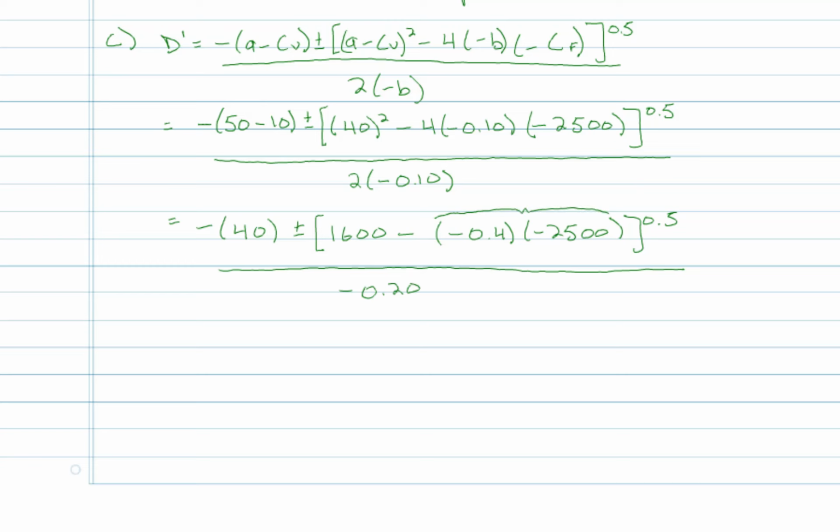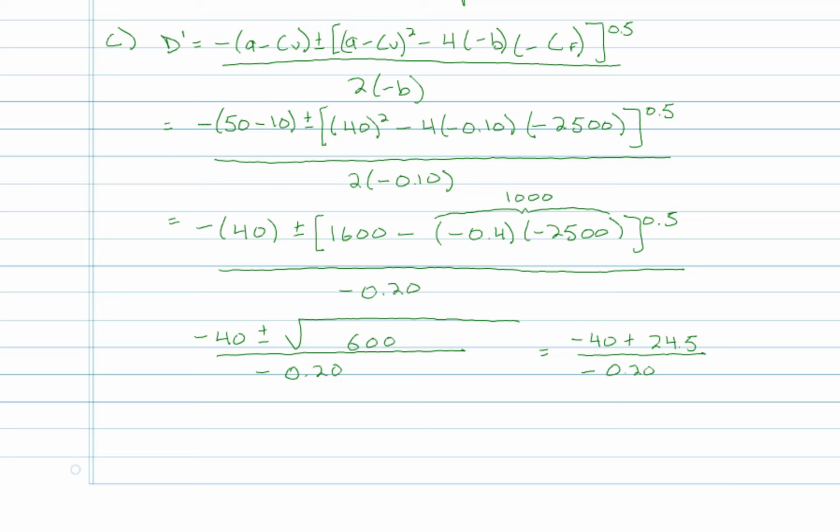This term right here is 1,000. So we've got negative 40 plus or minus the square root of 1,600 minus 1,000, so that's 600, divided by negative 0.20. Okay, so that's going to be negative 40 plus, and the square root of 600 is 24.5, divided by negative 0.20. So that's going to be one of the answers, negative 40 plus 24.5 divided by negative 0.2. So that is 77.5. In other words, they should sell 78 to actually make a profit.